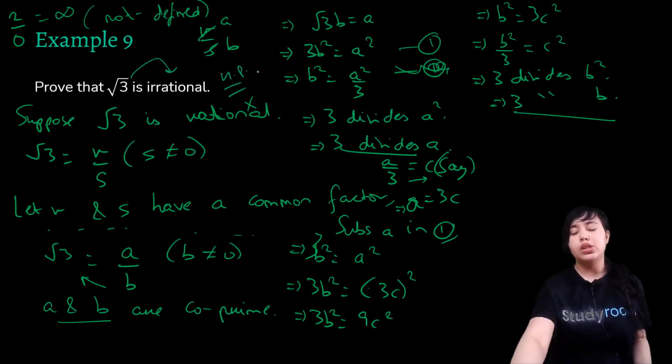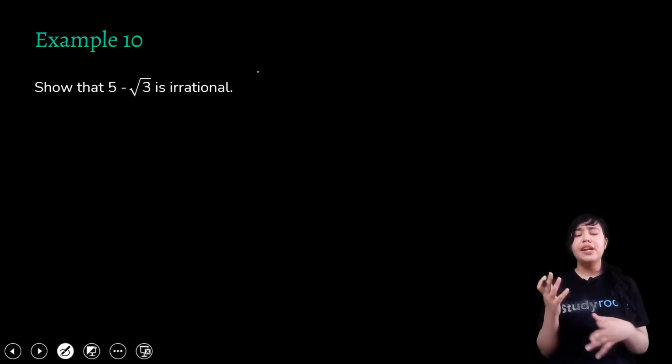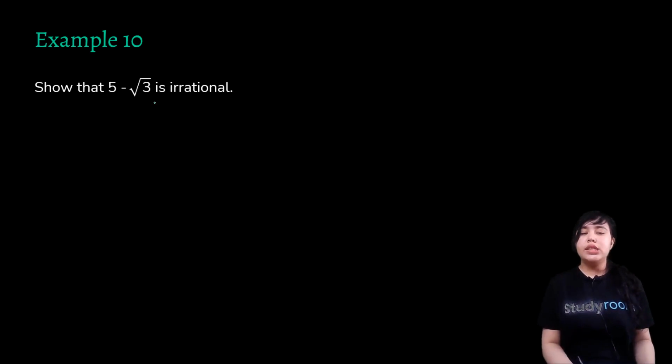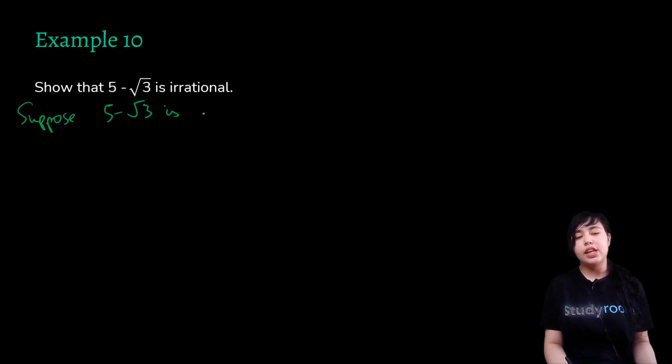Okay, so the procedure remains the same. Now we have a slightly different form of the question. Okay, so in this case also we are going to prove by contradiction. So write down proof by contradiction, and suppose 5 minus root 3 is rational.